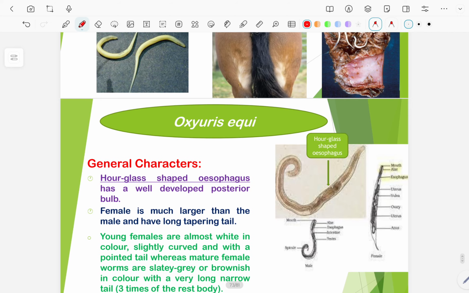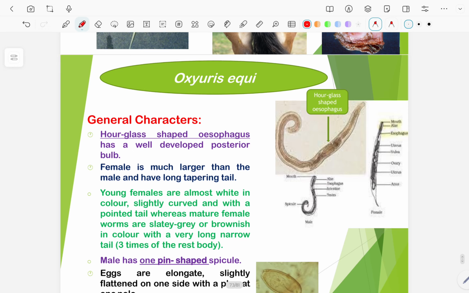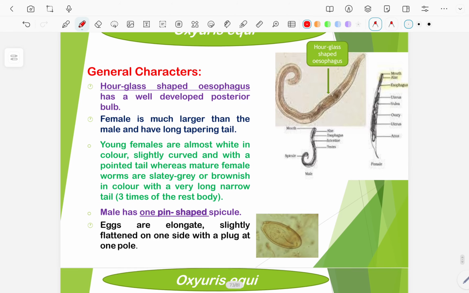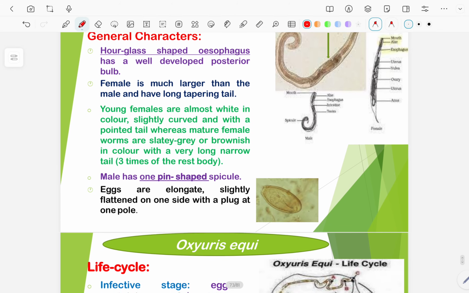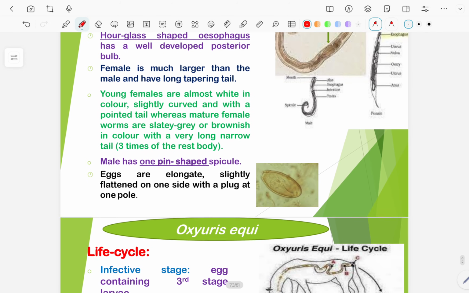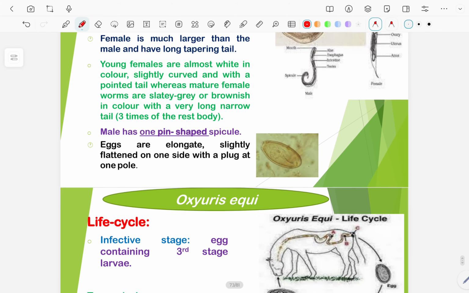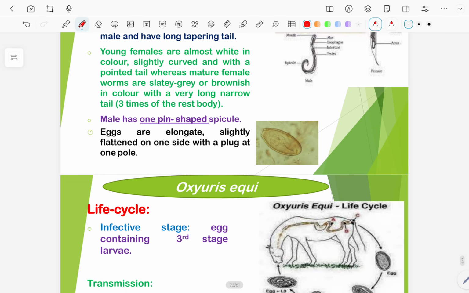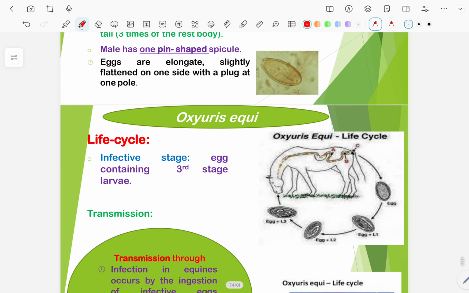Oxyuris equi general characters. The esophagus has a well developed posterior bulb. The female is much larger than the male and has a long tapering tail. Young females are almost white in color, slightly curved, with a pointed tail, whereas mature female worms are stale grey or brownish in color with a very long narrow tail, three times the length of the rest of the body. The male has one pin-shaped spicule. Eggs are elongated, slightly flattened on one side with a plug at one pole.